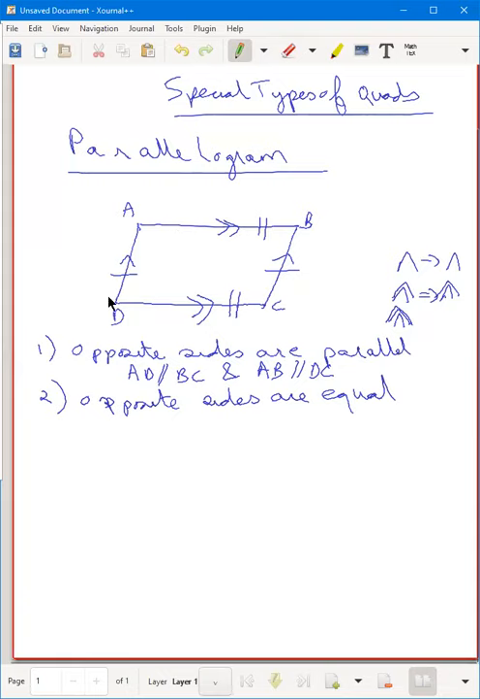So if I'm writing A to D, and write B to C, I usually won't write C to B. Even though it's technically not incorrect, try to avoid that. So opposite sides are equal. That means AD is equal to BC and AB is equal to DC.